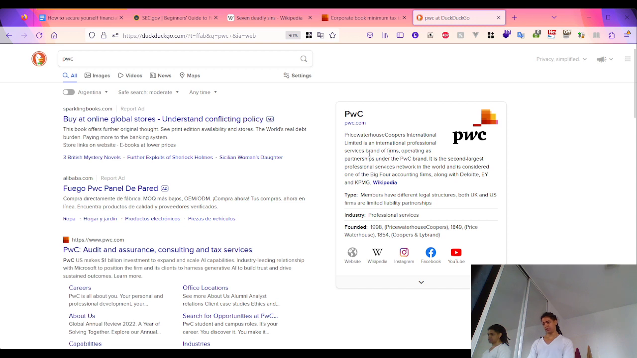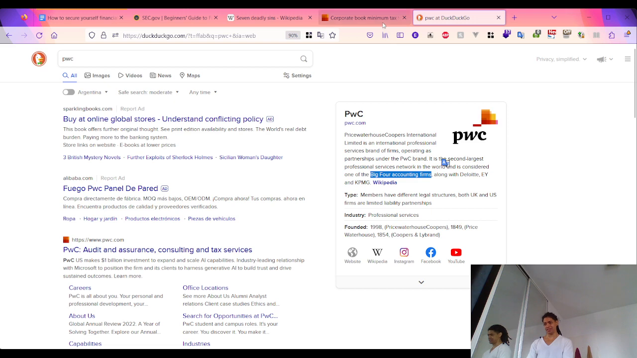It's an international professional service brand, first operating as a partner under the PwC brand. It's the second largest professional service network in the world and is considered one of the Big Four accounting firms: PwC, Deloitte, EY, and KPMG.